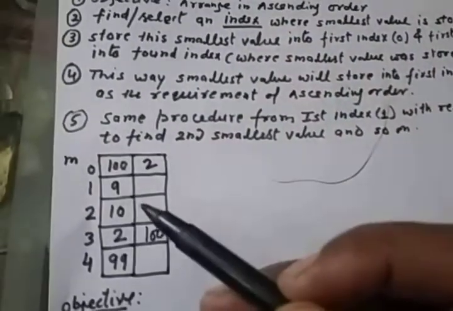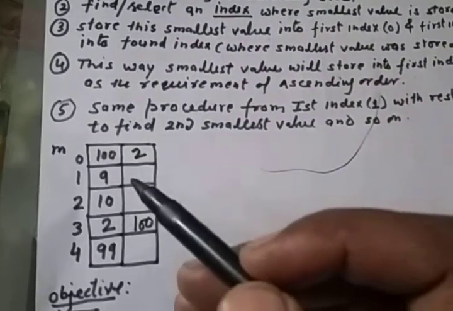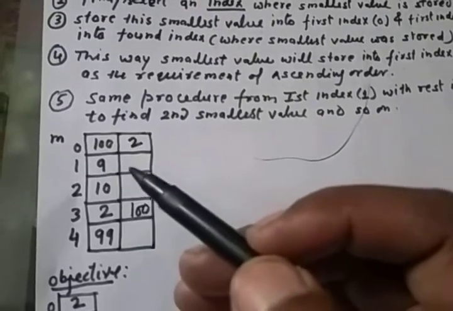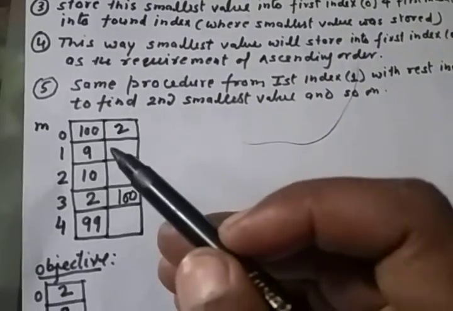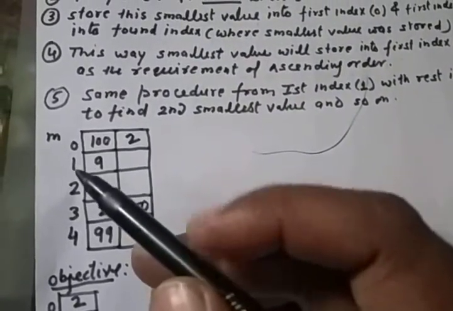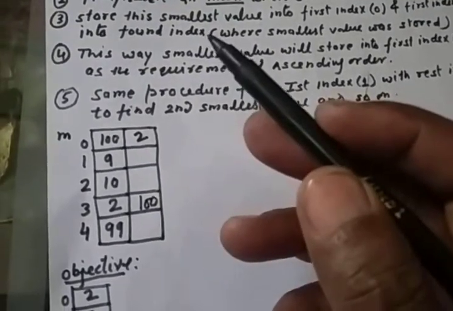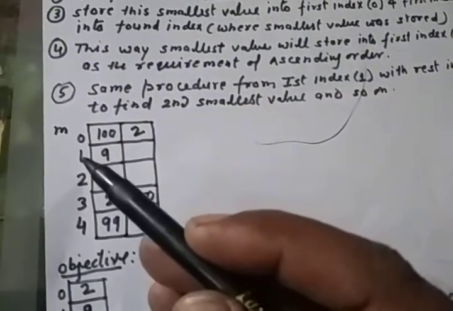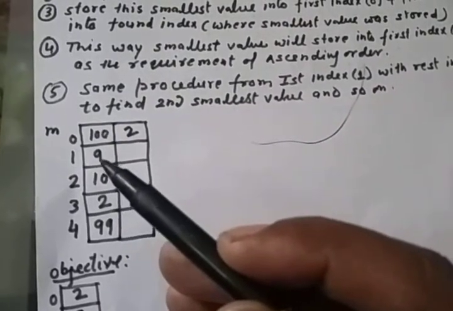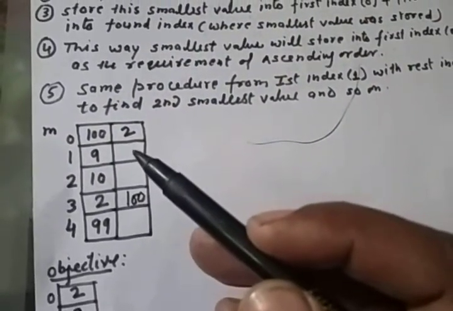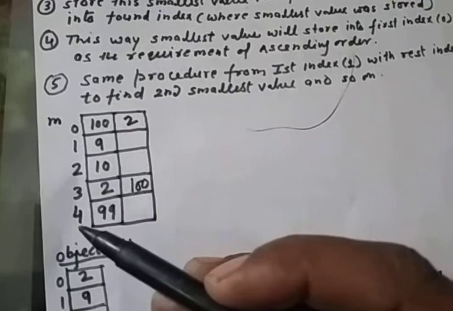Got it? After that, because in the first location we got the smallest number, in the second location we have to get the second smallest number. So the same procedure: leaving the first location, we take the next location, and from the rest of the locations we do the same as we did the first time. We find the smallest value, which is at index 1, so it will remain here only. In the same way we will take index number 2 and compare it with the rest of the locations.